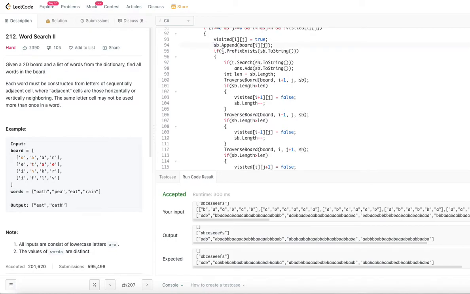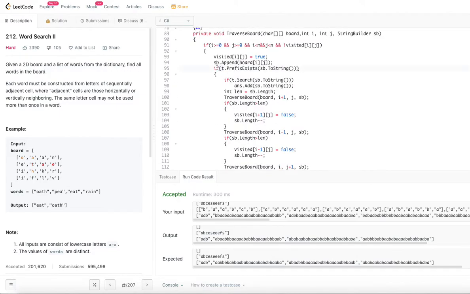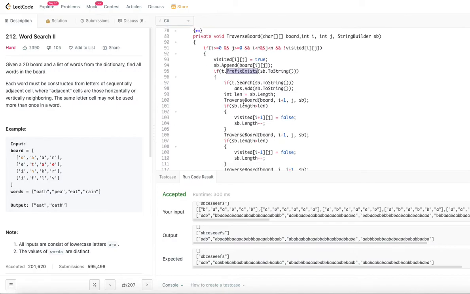Once you append, check if that prefix is existing in your trie. If it is existing, then you go further. If it is not existing, you don't go further. Understood? Simple. That's the logic that we said, right? If it is existing, we go further. If it is not existing, we don't go further, we exit. So as we said, if it is existing, we will make sure if it is a complete word. If it is a complete word, you add it to the answer list, right? That is what the search method is going to give us. So if it is a complete word, then we add it to the answer.